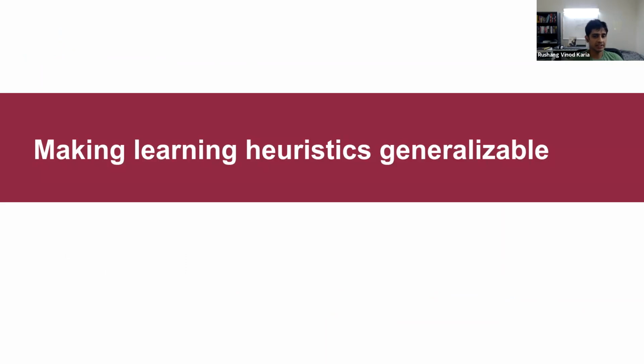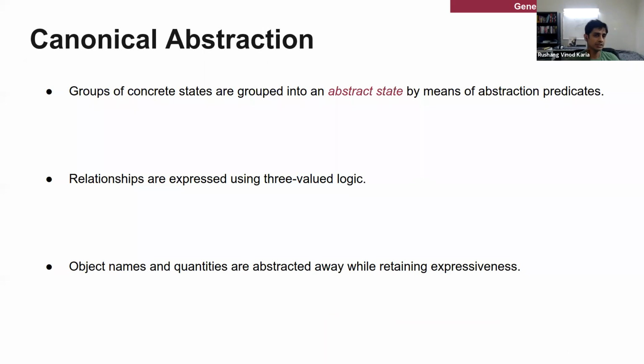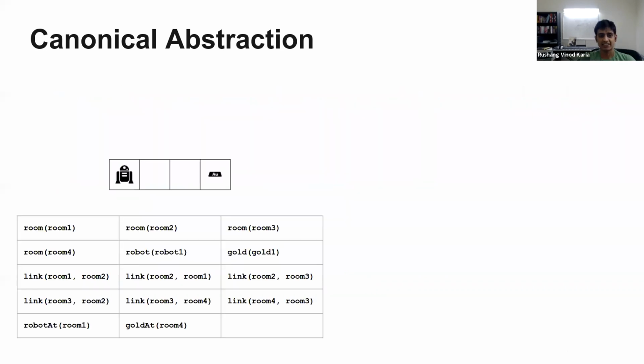So the first objective is to make learning heuristics generalizable. And we do this using canonical abstraction, where groups of concrete states are grouped into an abstract state by means of abstraction predicates. And using abstraction, object names and quantities are abstracted away while retaining expressiveness of the state that allows for efficient learning. And let's take an example.